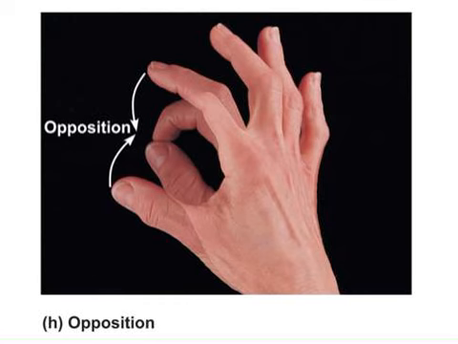And then the last movement is one that we have in the hand, which is actually crucial for us being who we are, and that's opposition. The fact that we can oppose our thumb to the fingers makes us able to grab things and manipulate tools like no other animals in the kingdom can.